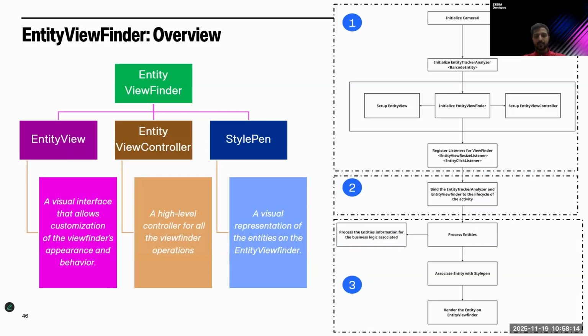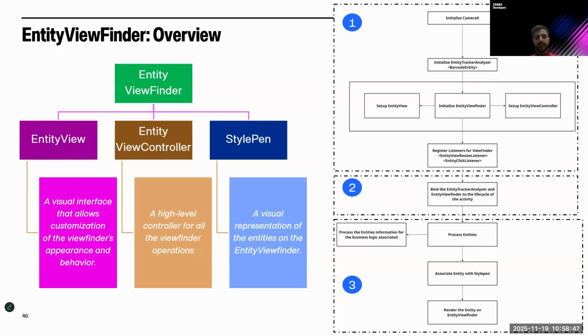Next, as a standard procedure, we bind these use cases of CameraX to the lifecycle of the activity. Third is the runtime phase, where CameraX would start executing these use cases. The entity tracker analyzer would start receiving the frames, and in turn it would start producing the entities. This is where your business logic would come into action. You could retrieve the results from entities and then take action as your business needs.